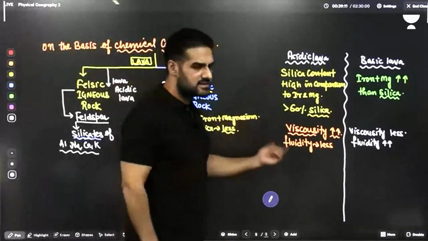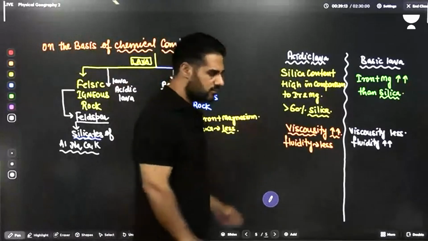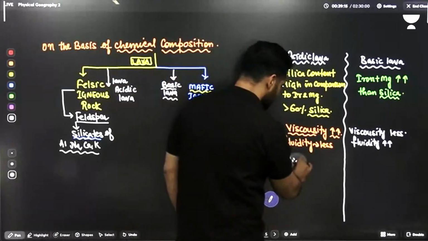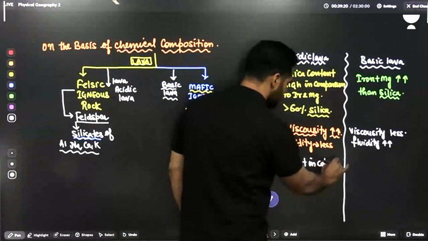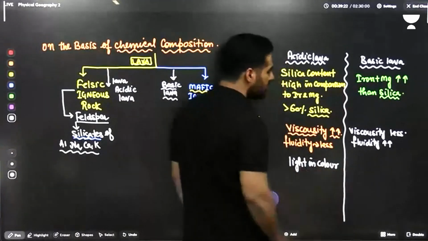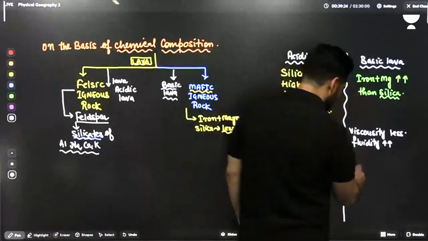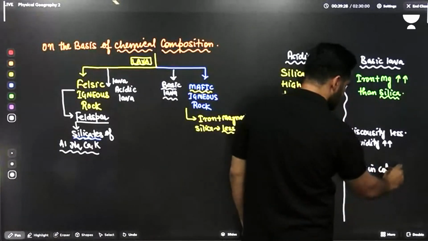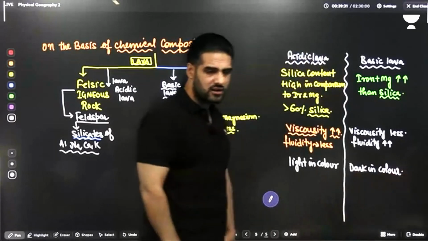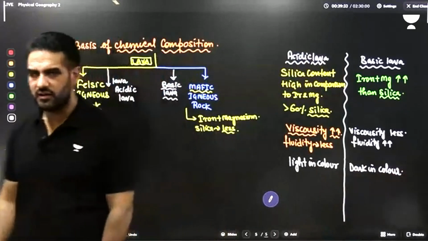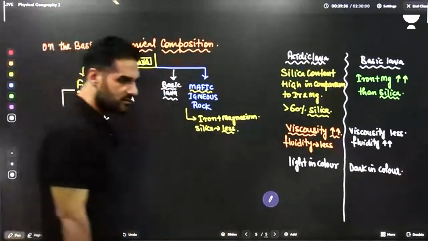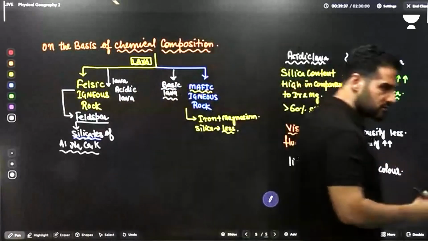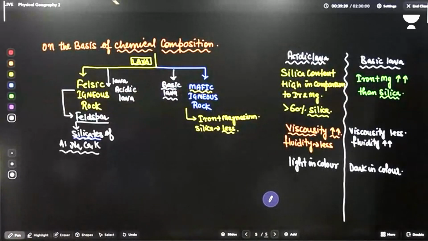You will remember one more thing here. Whenever silica content is high and the rocks are formed, they will be light in color. What will be the color? Light in color, because silica will give them a light color appearance. And when it is basic lava, it will be dark in color. What is basalt? Dark in color. What is granite? Light in color. Granite has different colors: pinkish, whitish, grayish, different tinges, light shades are there in the granite.